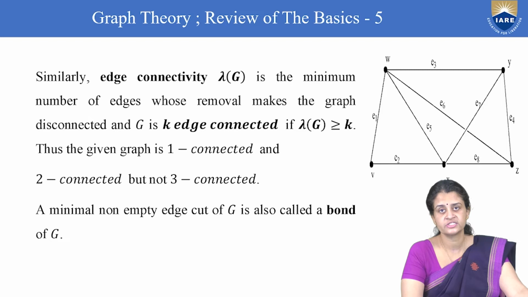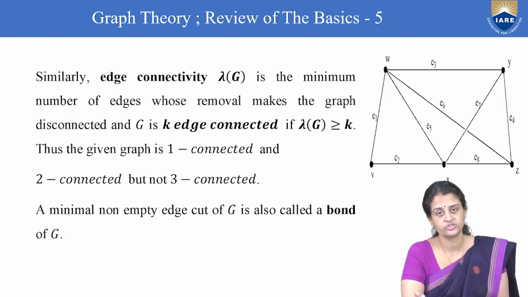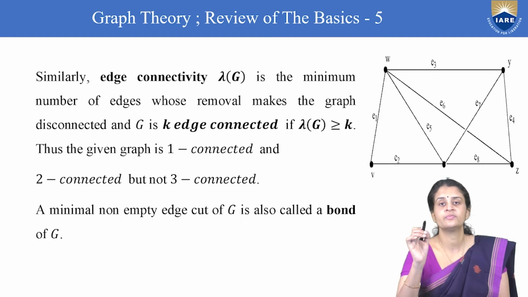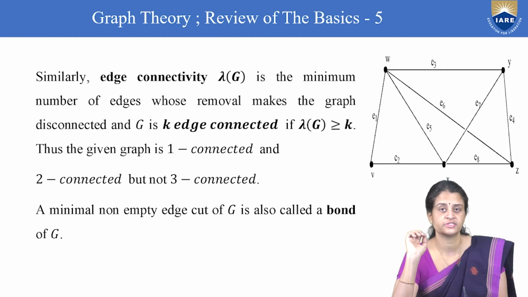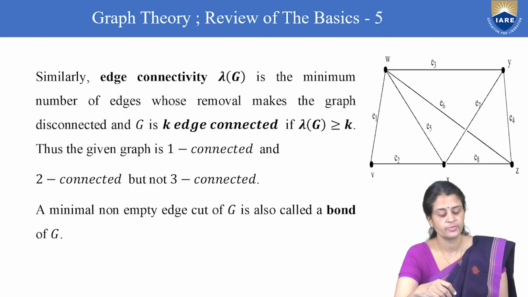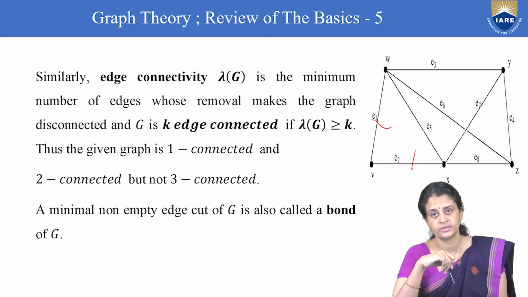Similarly, edge connectivity is termed as the minimum number of edges whose removal makes the graph disconnected, and it is denoted by lambda G. Vertex connectivity and edge connectivity. Vertex connectivity is the minimum number of vertices whose removal makes the graph disconnected, whereas edge connectivity is the minimum number of edges whose removal makes the graph disconnected. Here, how many edges, a minimum number of edges, do we require to make this graph disconnected? These two edges we can remove and we can make this graph disconnected.